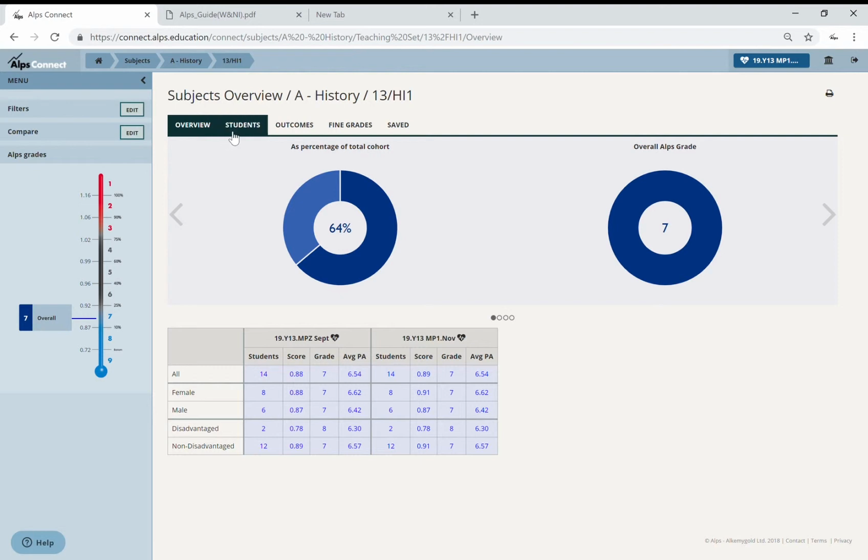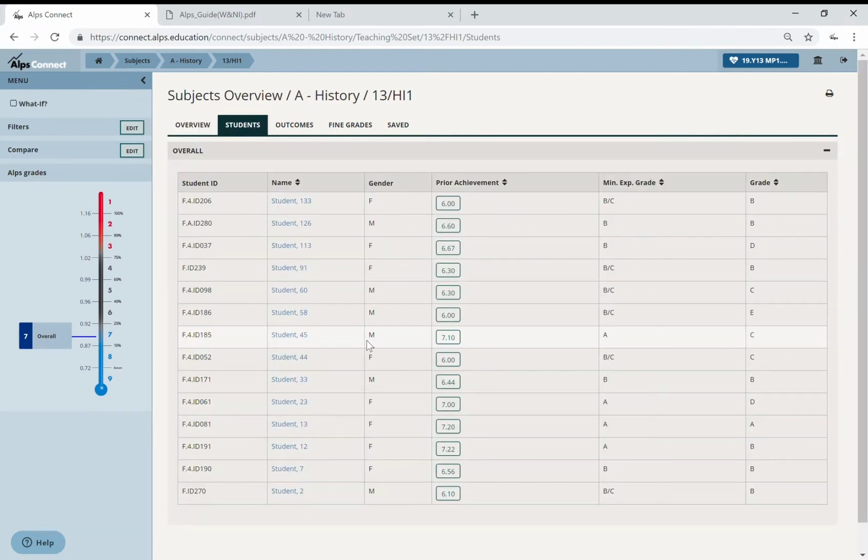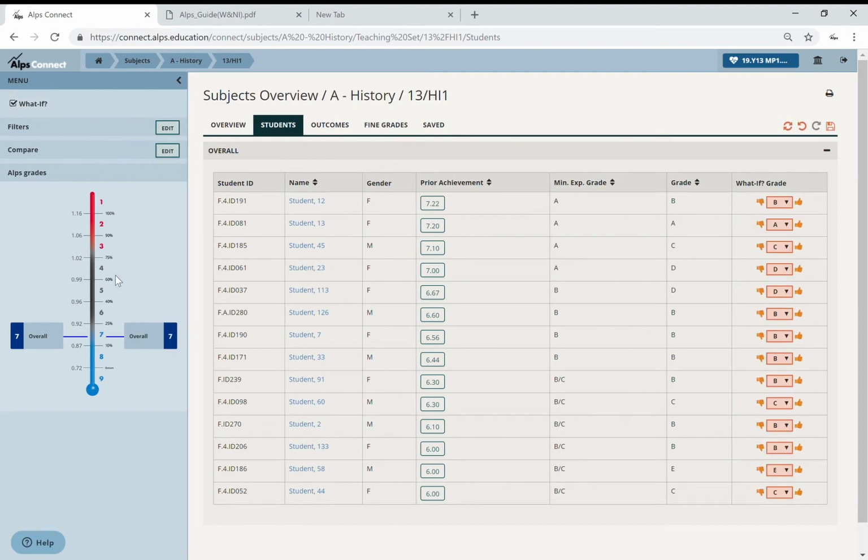So let's have a look at the students. On my student tab, let's click this in. We can see all the students. Okay. Now I'm just going to sort by prior achievement before I do anything else. I'm just going to bring my higher Key Stage 4 prior attainers to the top there. And then I'm going to just pop on this button, what if. Now what that does is it allows me to do 2 things. So the first thing is to say this.